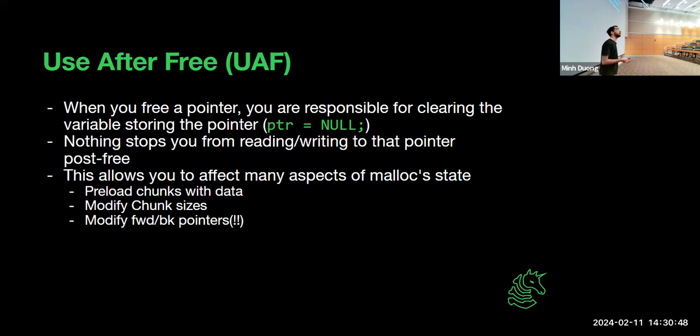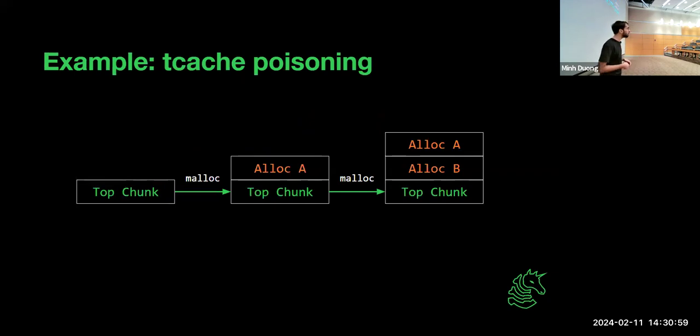And you can modify forward and back pointers, which is really important for tricking malloc into giving you a chunk where it shouldn't. So I want to show an example, and this is called T-cache poisoning. So we start with something simple. Two mallocs, we get two allocations A and B.